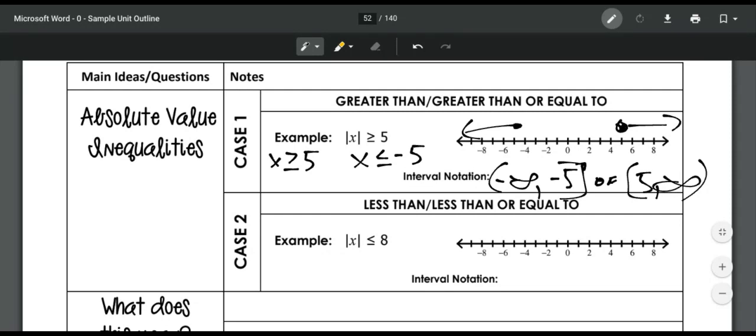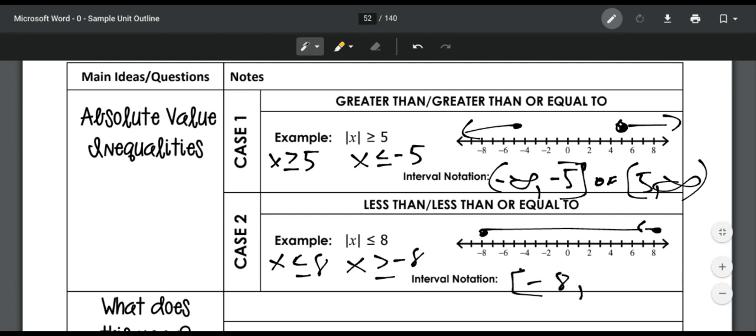This one, it's already isolated. So we keep with this, and then we also flip it and flip the sign of the number. And then we have x is less than or equal to 8 going this way, and then -8 going that way, and they meet in the middle. And so that would be an and. So the interval notation from left to right, it starts at -8 and it stops at 8.